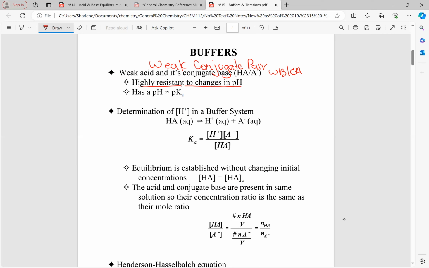All right, the pH is not the pKa. Those two identities are completely different. But if you're in a buffered situation, it just so happens that the pH is approximately the same as the pKa. Well, why is that? Well, let's just do our equilibrium expression. So here's my weak acid, and I'm ionizing it into the proton and the conjugate base. And so there's my Ka. Beautiful. Equilibrium is established without changing the initial concentrations.